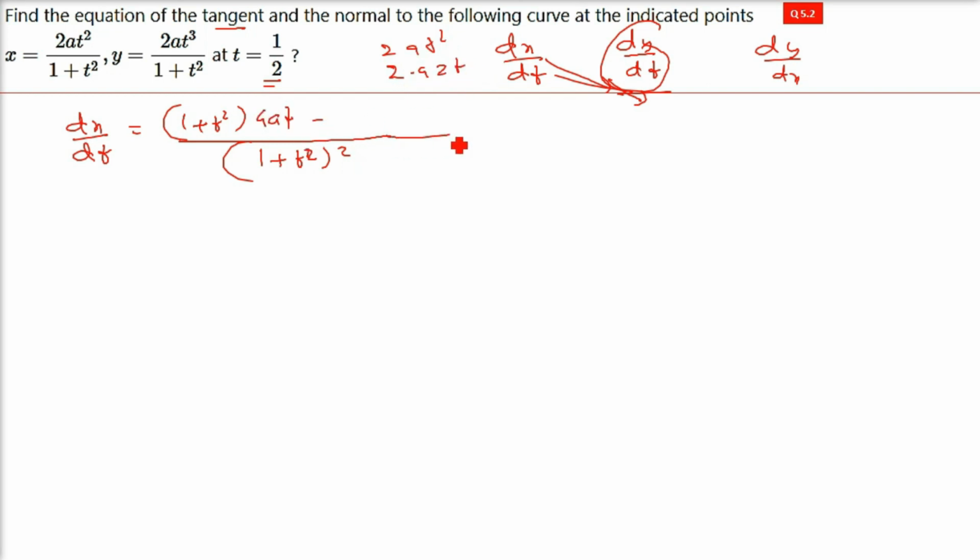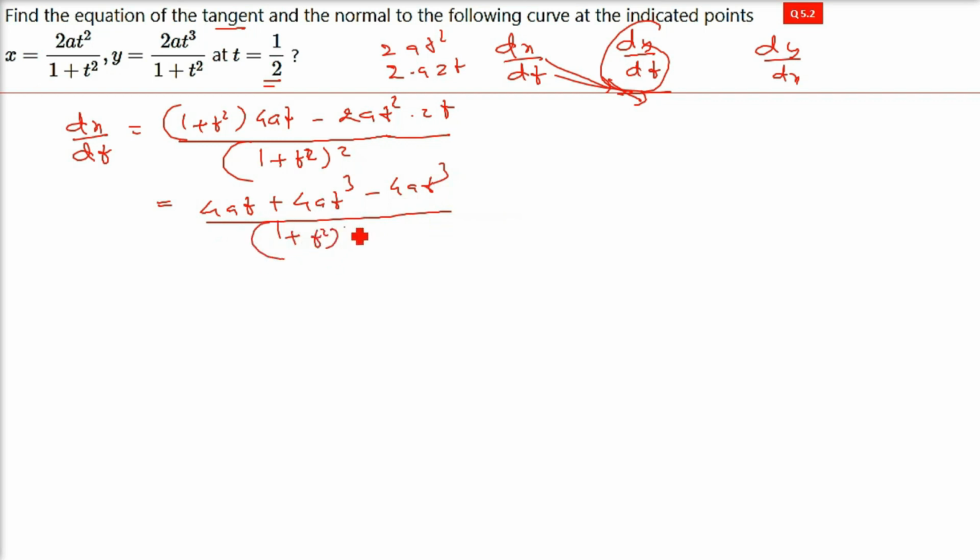So we have 4at here, minus 2a t square, and then 1 plus t square will be 2t. So what do you get? 4at plus 4at cube minus 4at cube divided by (1 plus t square) whole square. This gets cancelled. You have 4at by (1 plus t square) whole square. Alright, so this is dx by dt.